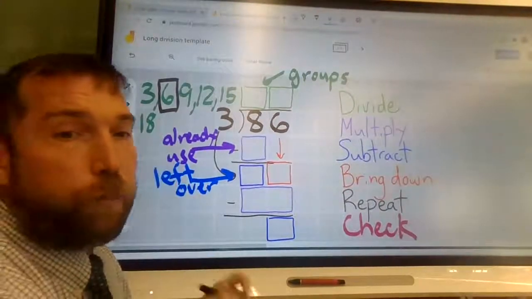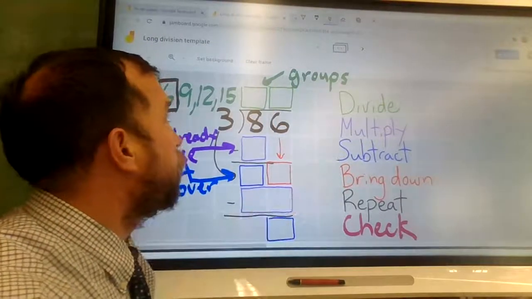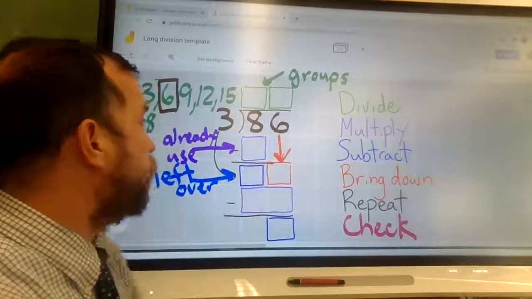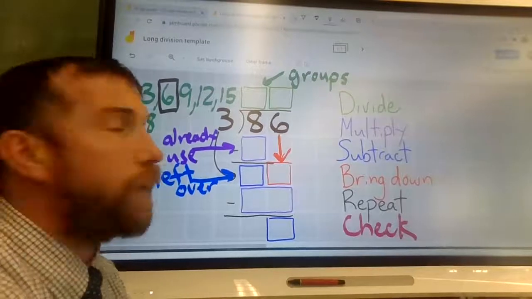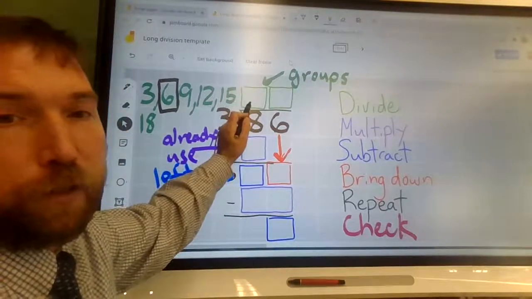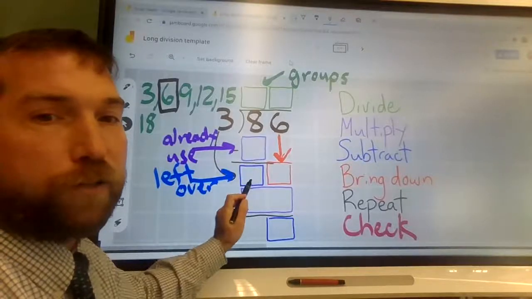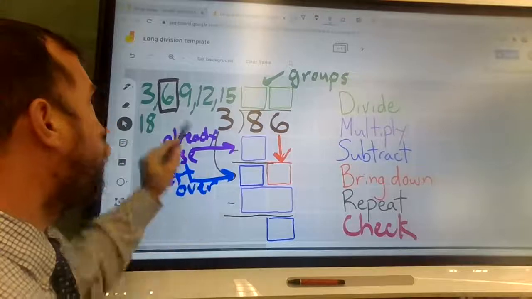And then you kind of repeat that. And then the red is the bring down. Okay, which again I have right here. And then afterwards, we're going to bring that down and join them together. So those are the questions that you're asking yourself. How many groups can I make? How many did we already use? How many are still left over? And then we bring down and we repeat with our new number.